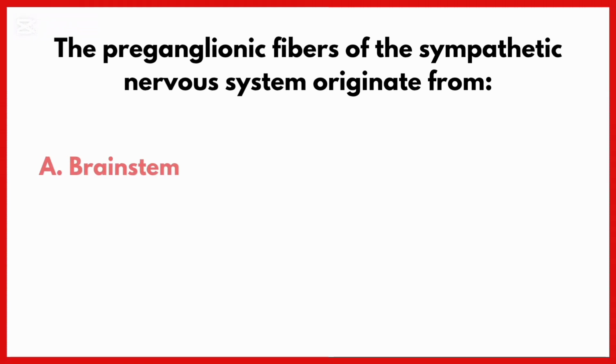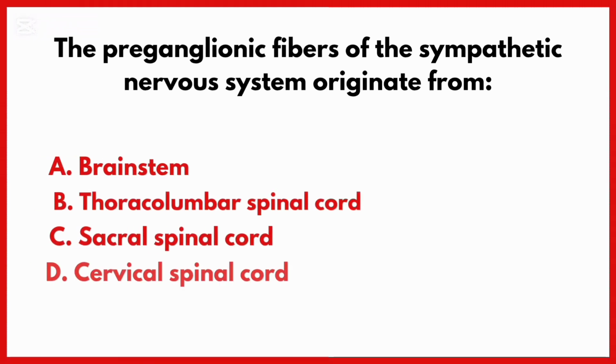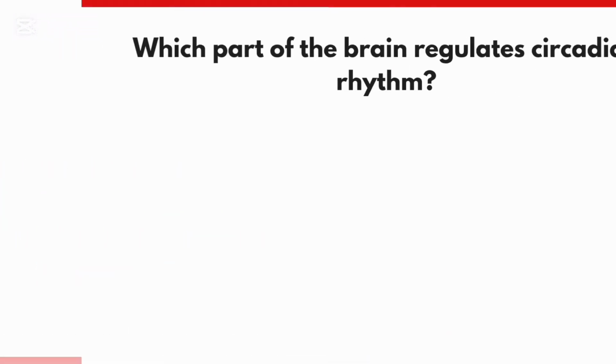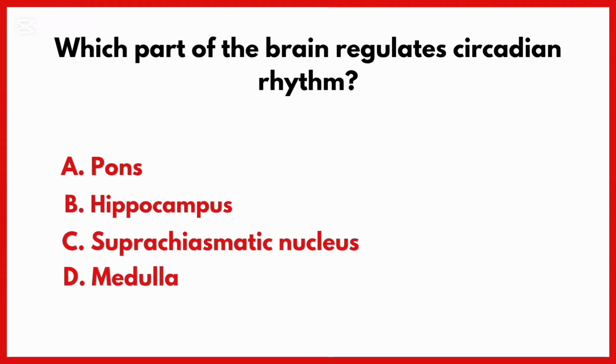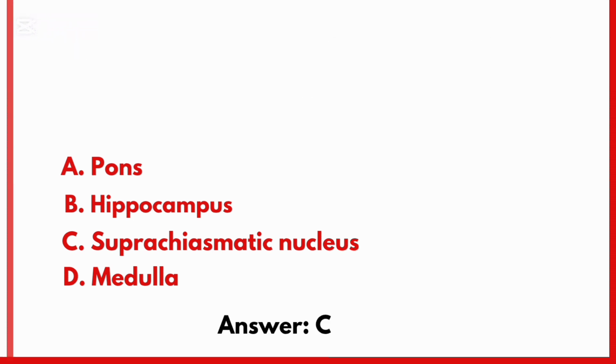The preganglionic fibers of the sympathetic nervous system originate from. Correct answer is option B. Which part of the brain regulates circadian rhythm? Correct answer is option C.